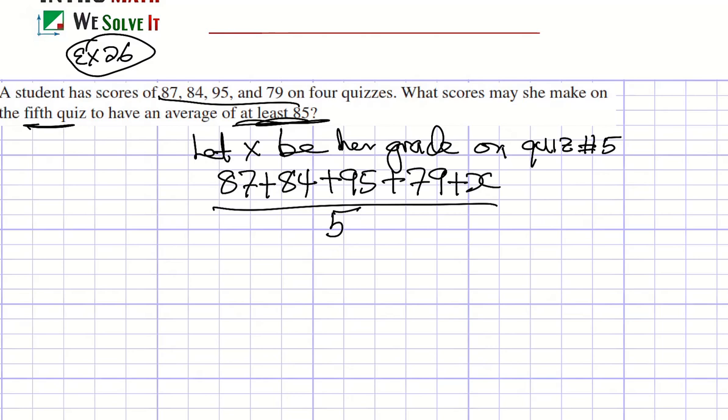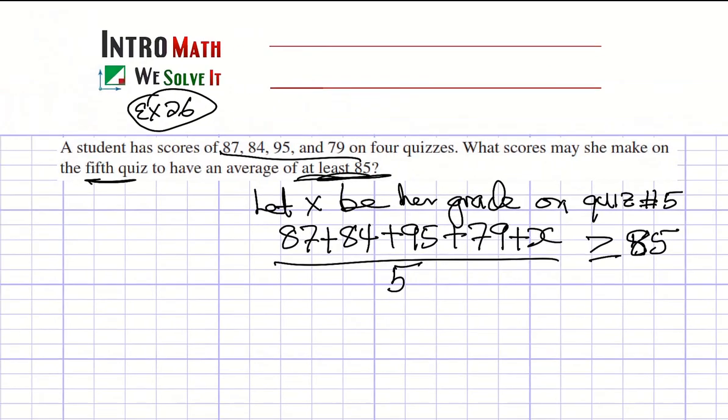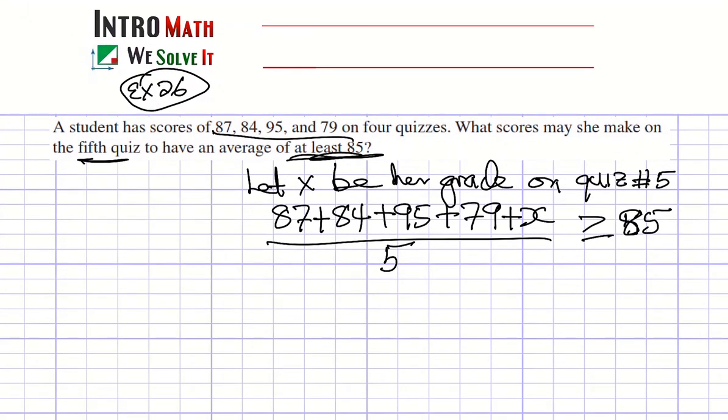For her to make an average of at least 85 means 85 or more. That's what they're asking, and that's what you have to solve. You solve that, then you're home free. So let's solve that quick.